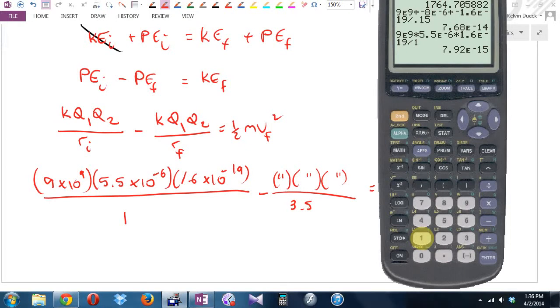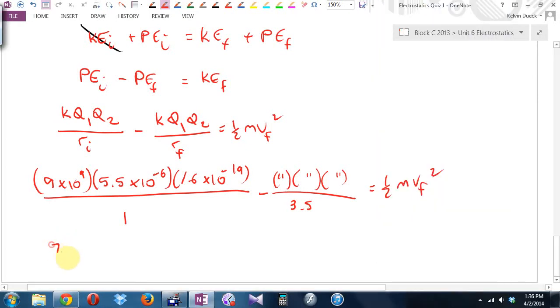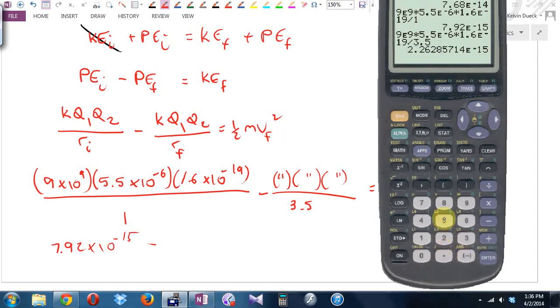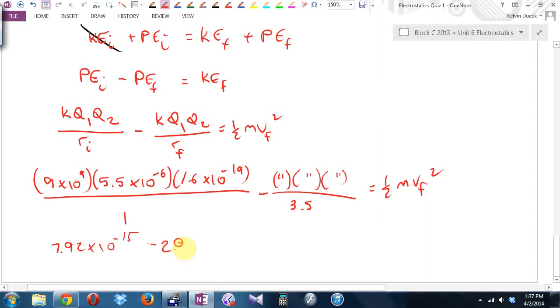I get 7.92 times 10 to the negative 15 minus, same thing, but with a 3.5 here, 2.263 times 10 to the negative 15. That equals a half mv final squared. Please tell me I got more room.